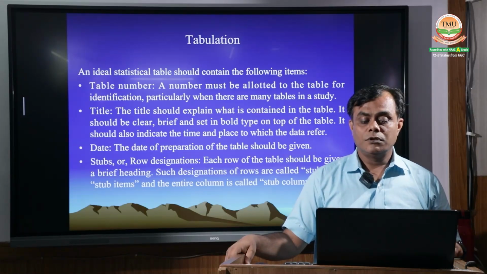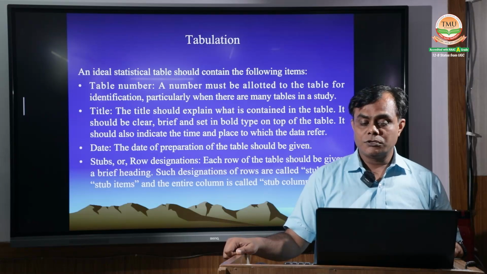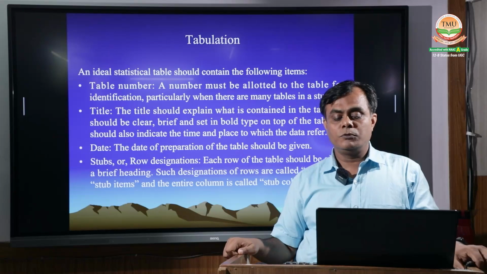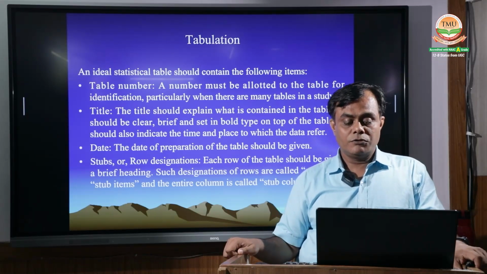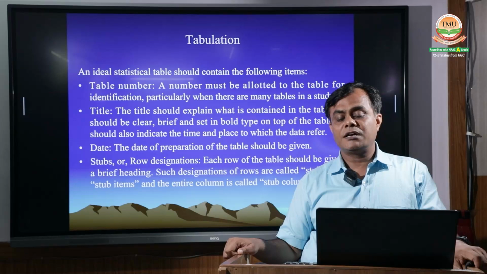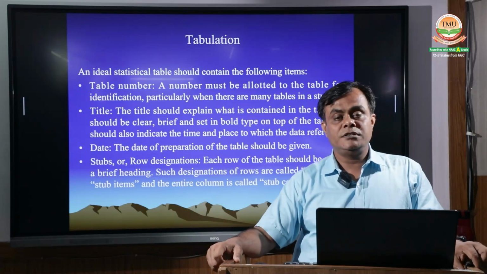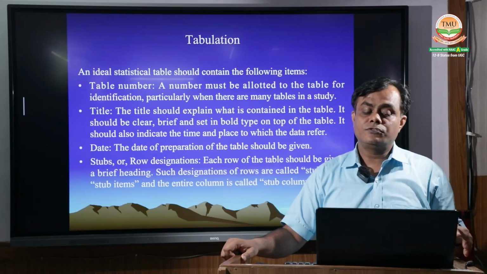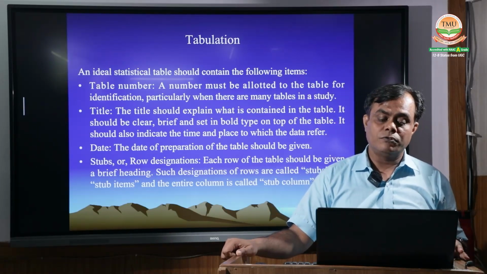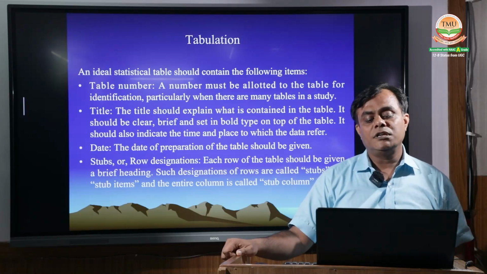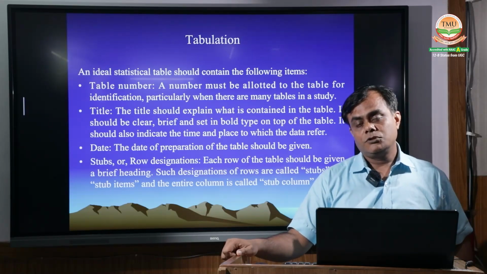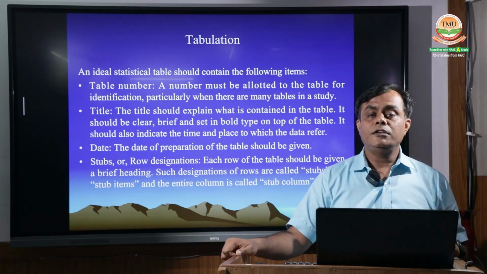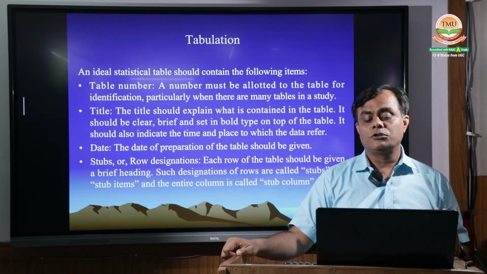Stub, or the row designation. Each row of the table should be given a brief heading. Such designation of the row is called the stub. So the stub is the designation of the row, and it should be a brief heading. Whatever the heading of the row, that is called the stub or the row designation.